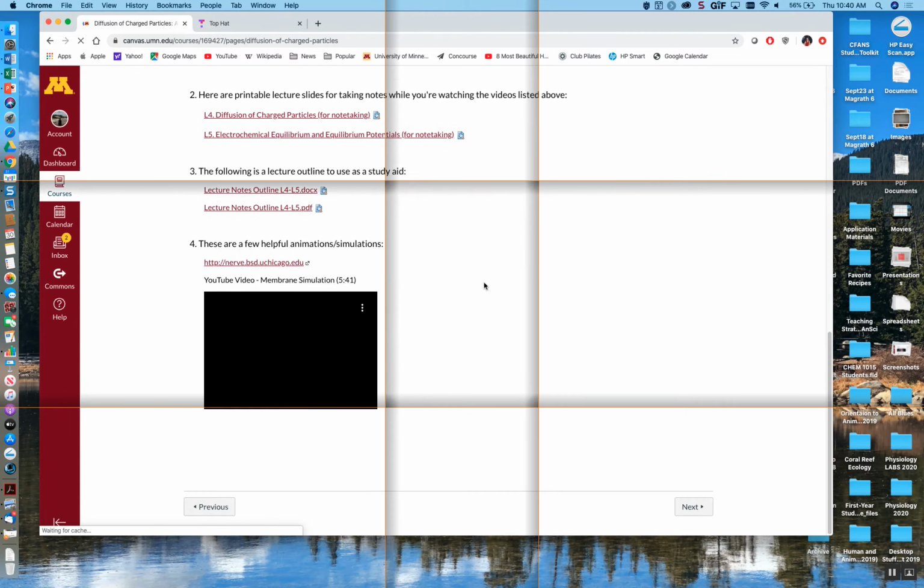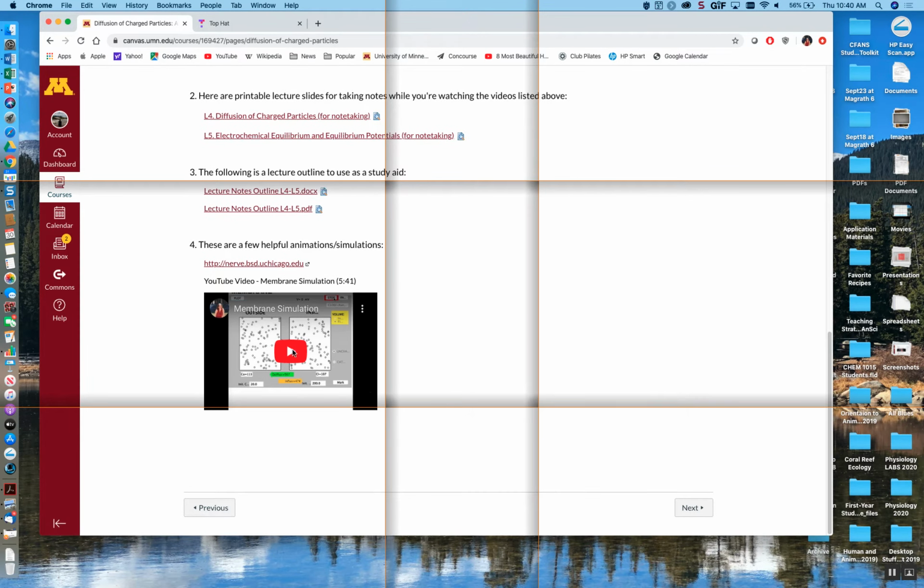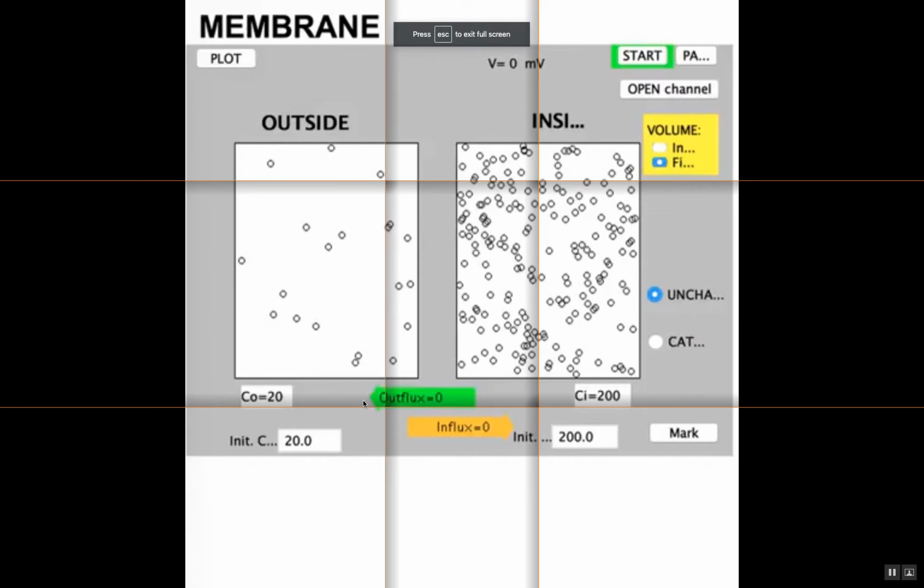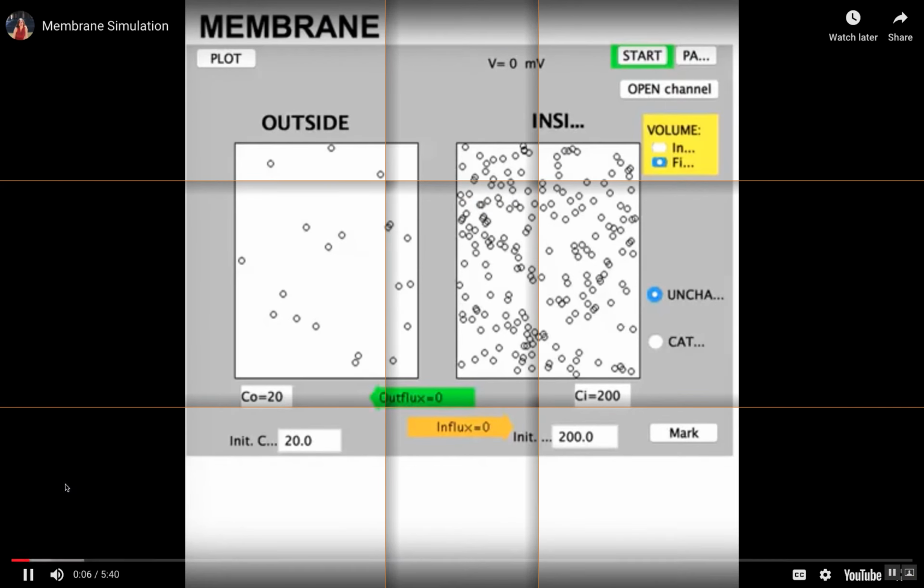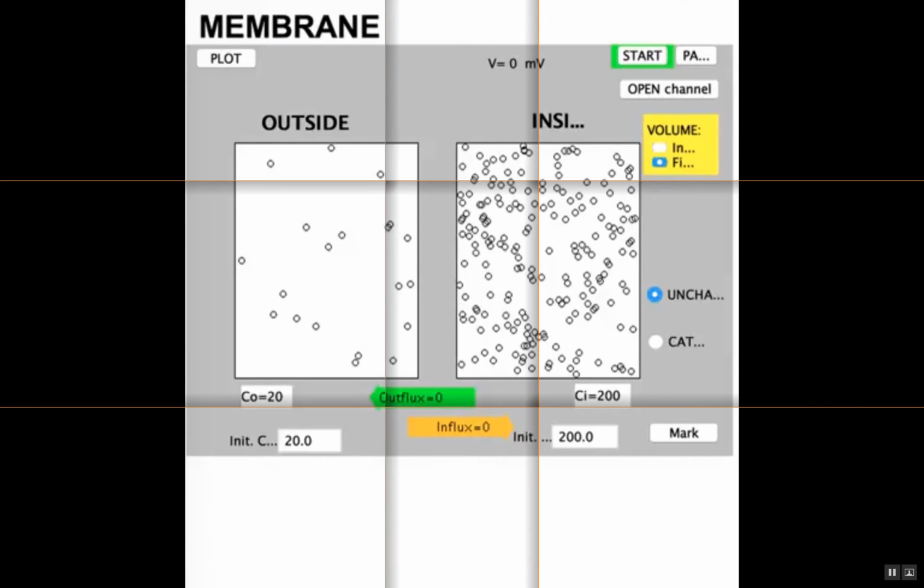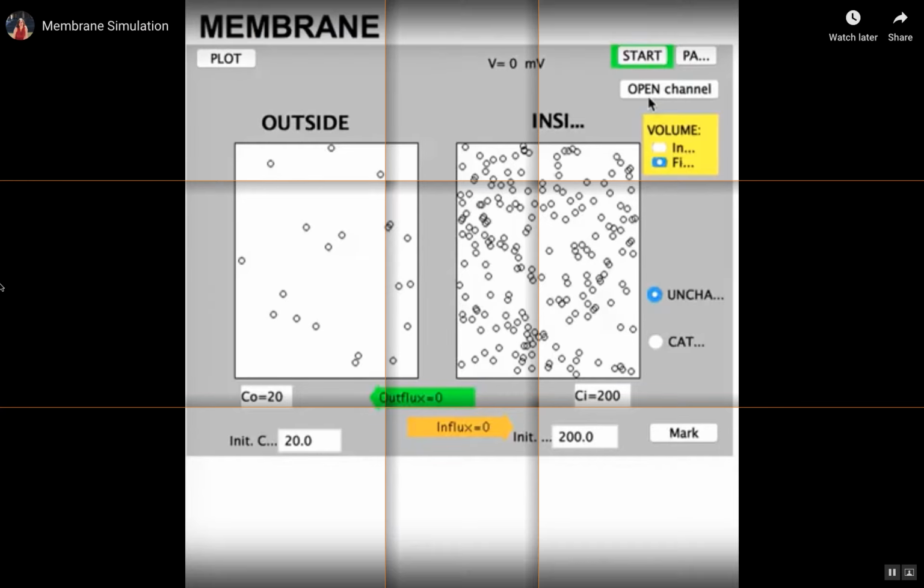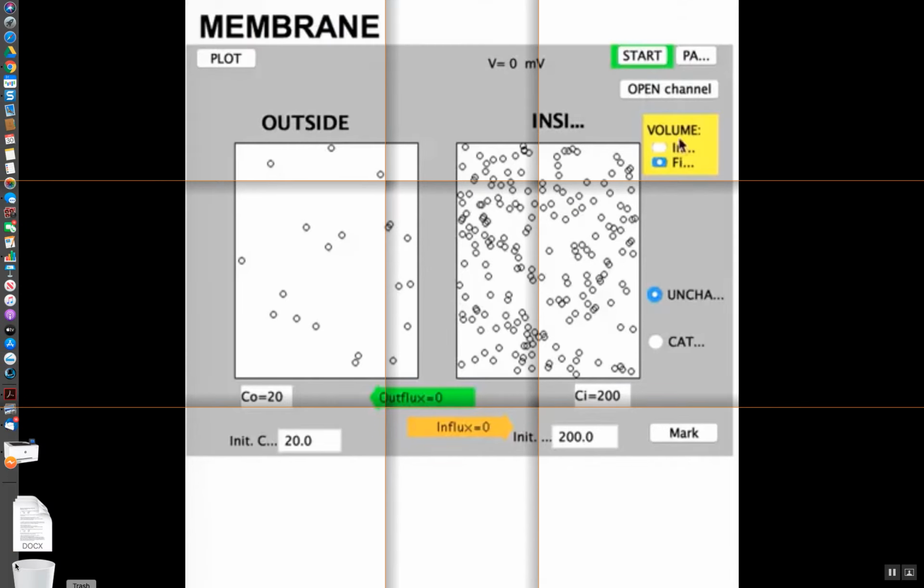Okay, so at the very bottom here, great, it's running. I'm not going to turn on the sound. I'm just going to walk you through it. I believe I recorded audio over it too, so if you need some context, you can listen to this again. This is a computer simulation called membrane. We have two compartments, an outside compartment and an inside compartment. The volume is going to be finite, not infinite.